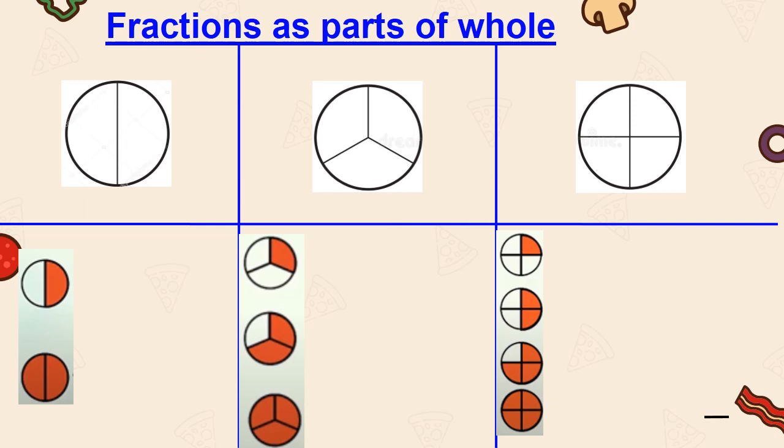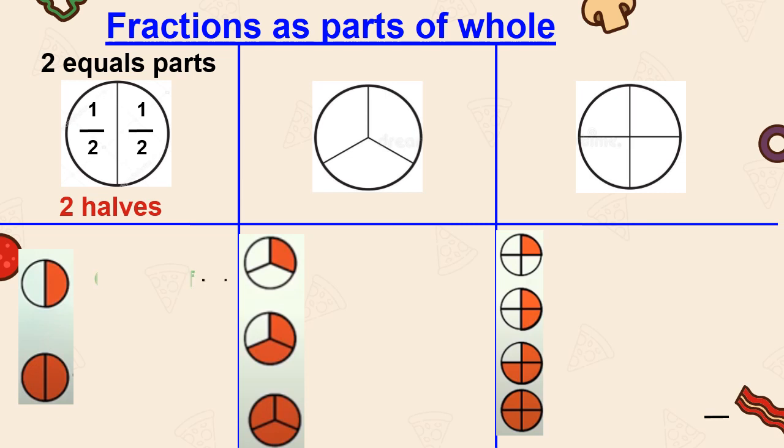Fractions as a part of a whole. When we have a circle and we divide it into two equal parts, each part will be a half, and half. So the circle has two halves. In the first circle here, the fraction is 1 half, or we can say 1 over 2. The fraction here will be, the total parts are 2, the colored parts are 2. So the fraction is 2 over 2, or 2 halves.